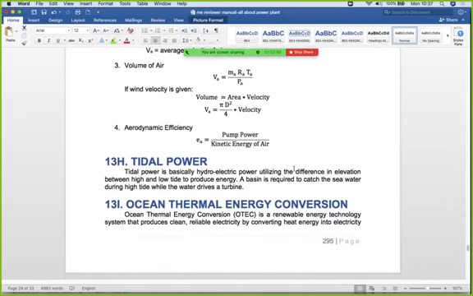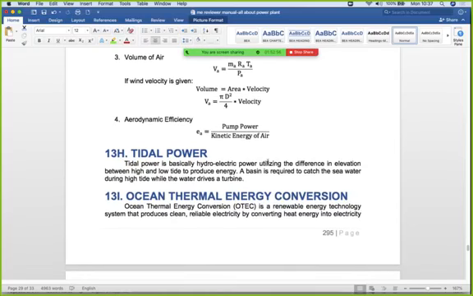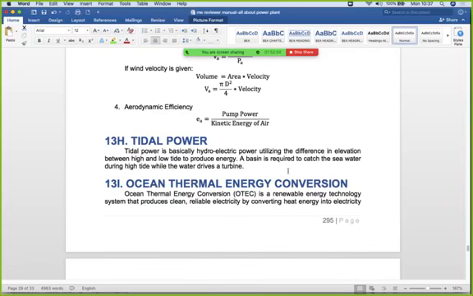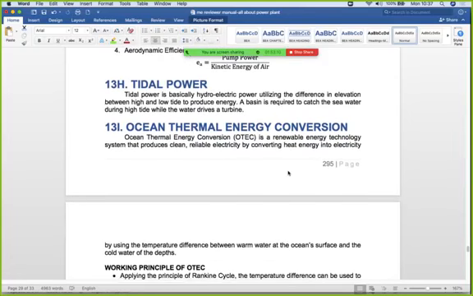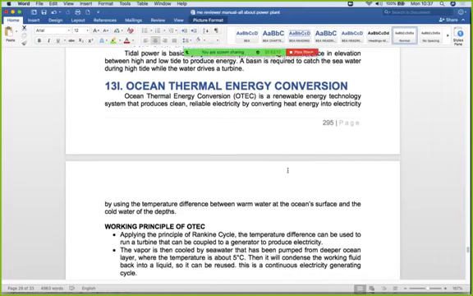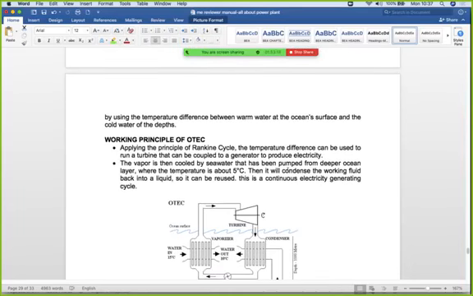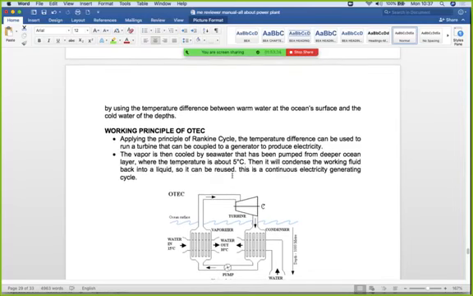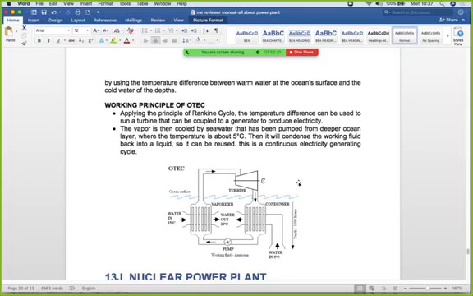We have the tidal power. Have you seen a tidal power? Hydroelectric power. In Japan, there's hydro tidal power. They form an artificial wave to produce power. You have the ocean thermal energy conversion, which applies a temperature difference of about 5 degrees centigrade. So you need to learn more about OTEC.